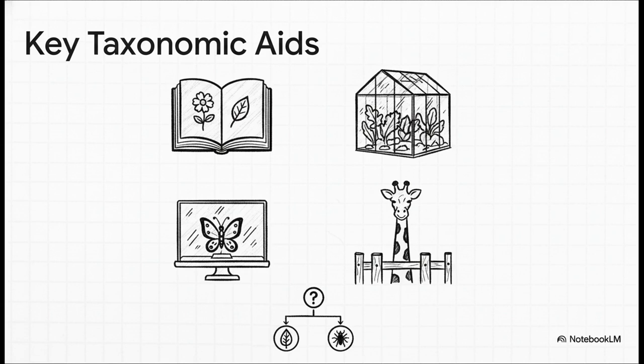Then you have botanical gardens and zoological parks, or zoos. These are living libraries, right? Collections of living plants and animals. Museums are where we keep preserved specimens, think skeletons or insects pinned in boxes. And finally, the key. This is a super important analytical tool. It's basically a series of paired choices that helps you systematically identify an unknown organism.